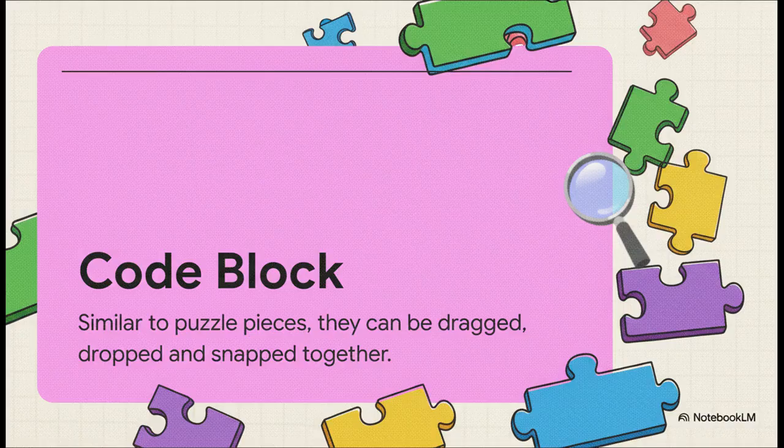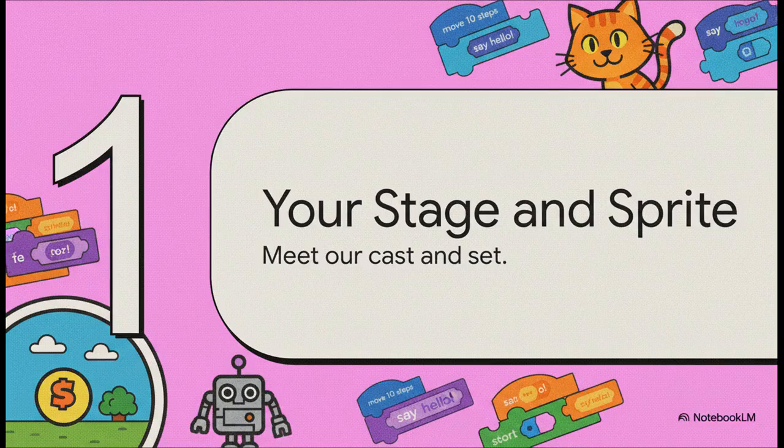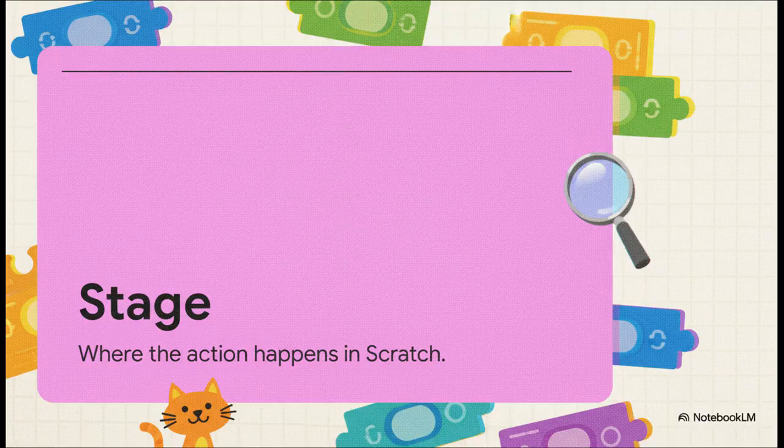It's that easy. Okay, so before we start coding, we need to get to know our creative space. The best way to think of it is like a theater. Every show needs a stage, and of course, it needs a star performer. First up is the stage. This is your digital canvas. It's the background where all the action of your project is going to unfold.